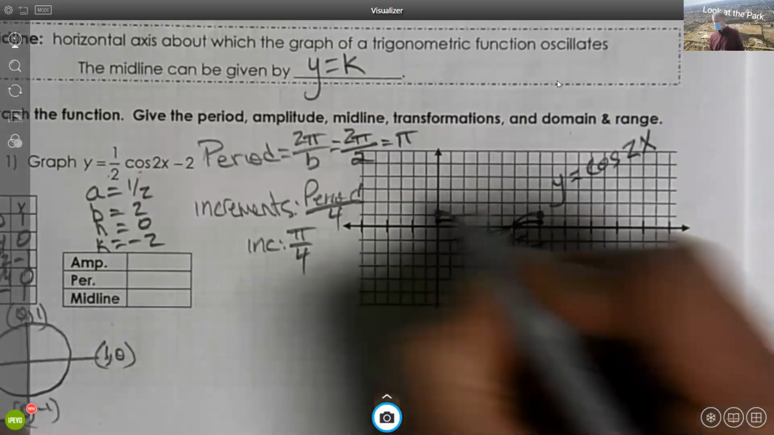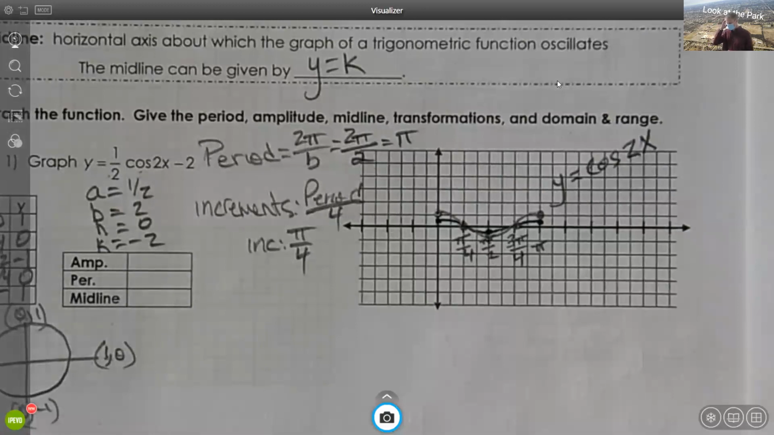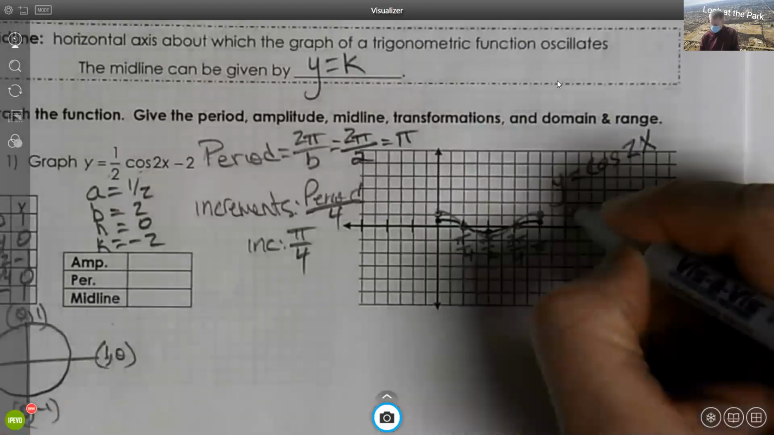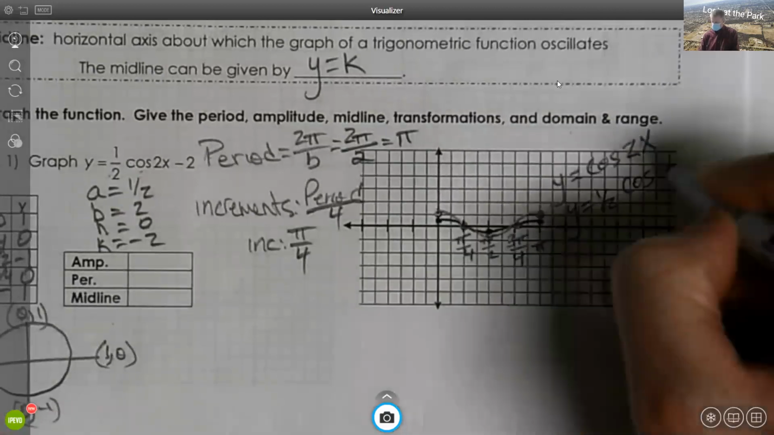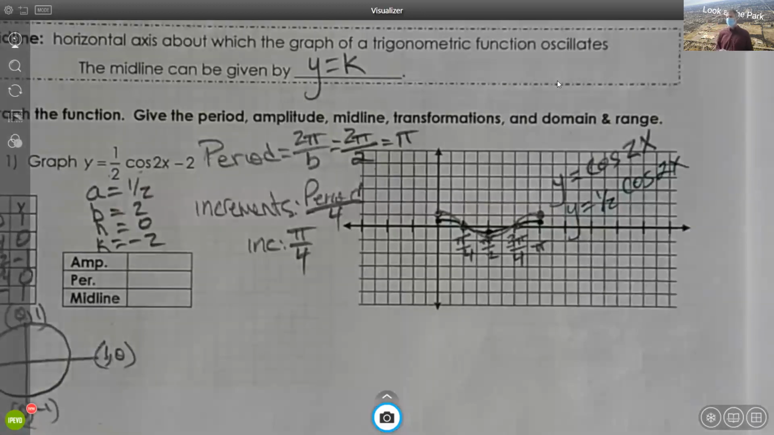Sometimes we change our scale to make it twice as high so we could easily take half. I did not in this case. So half of cosine of 2x. So that's our graph so far.